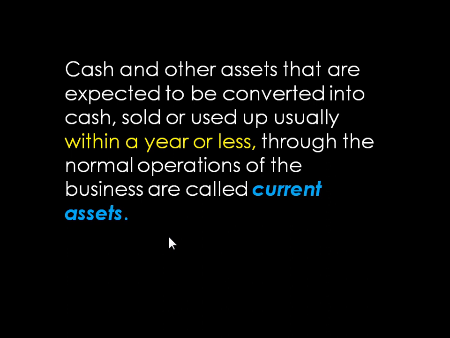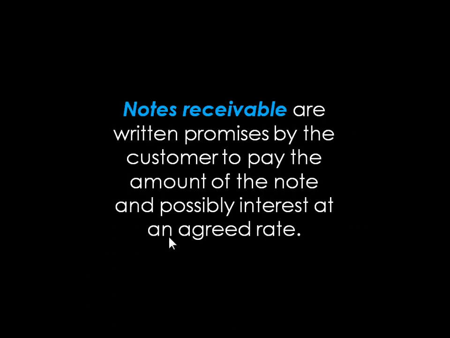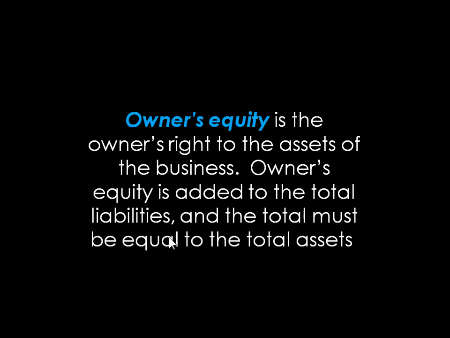As I mentioned, current assets are usually assets that are sold or used up within a year. Things like cash, accounts receivable, and supplies. Remember, accounts receivable, we're going to spend a whole chapter on it, but that is the amount of money that your customers owe you, that you've provided a service and they haven't paid you yet. Notes receivable can either be short-term or long-term, and they are written promises to pay. If they're due within a year, they're a current note. If they're due in more than a year, then they're a long-term note.